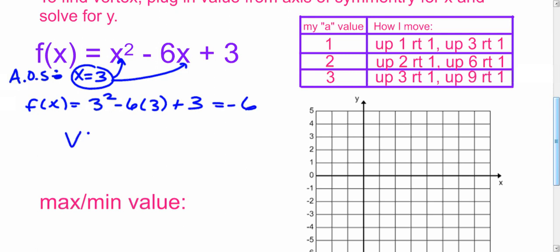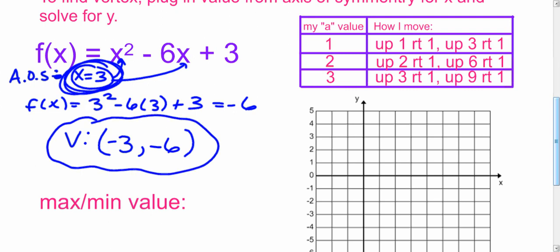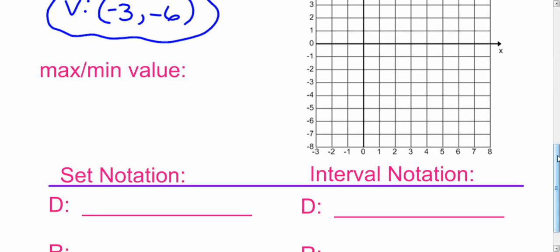So that makes my vertex, my x value is 3, which I already had right here. And when I plug that 3 value in, my y becomes negative 6. So here's my vertex right here, 3, negative 6. So I can do a couple of different things from this point on. First of all, I'm going to put my vertex on here. So we have 3, negative 6.